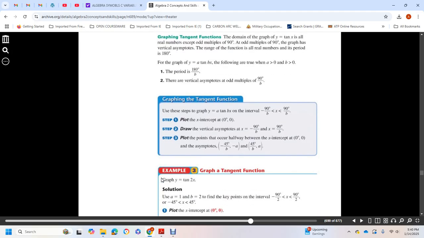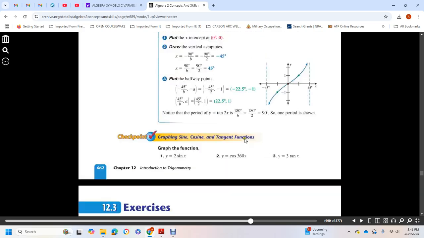Using the steps, graph y equals a tangent bx over the interval negative 90 over b less than x less than 90 degrees over b. Plot the x-intercept at 0 degrees, 0. Draw the vertical asymptotes, x equals negative 90 over b and x equals 90 over b. Plot the points halfway between the x-intercept and the asymptotes: negative 45 degrees over b, negative a, and 45 over b, a.